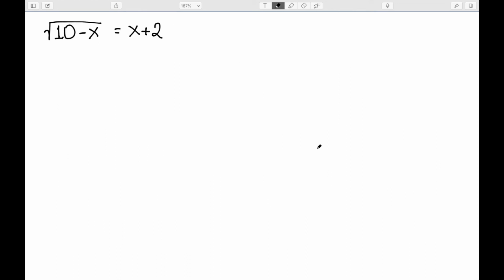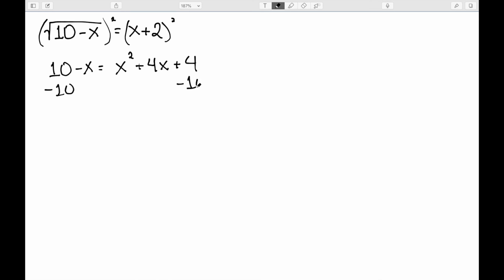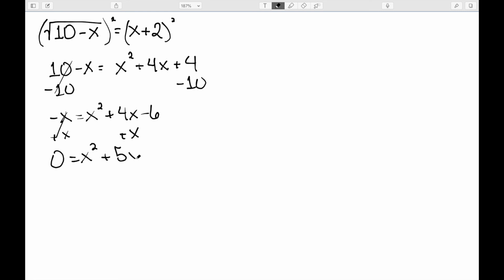Next, let's look at the square root of 10 minus x is equal to x plus 2. Once again, I've already isolated my radical. It's already by itself on one side, so I can start by squaring both sides. So the left-hand side becomes 10 minus x. The right-hand side, you do have to FOIL, and when you do, you get x squared plus 4x plus 4. Let's get everything on one side, so I'm going to subtract 10. That gives me negative x equal to x squared plus 4x minus 6. Adding x to both sides gives me 0 is equal to x squared plus 5x minus 6.